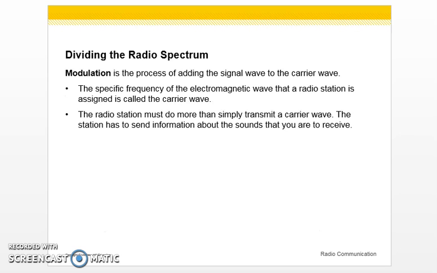Modulation is the process of adding the signal wave to the carrier wave. The specific frequency of electromagnetic wave that a radio station is assigned is called their carrier wave. Think of it as an address. The radio station must do more than simply transmit a carrier wave. The station has to send information about the sounds that you are to receive.